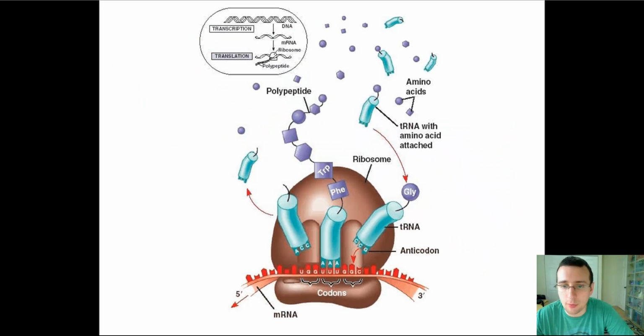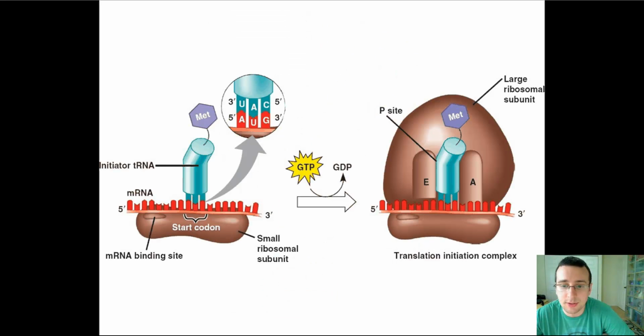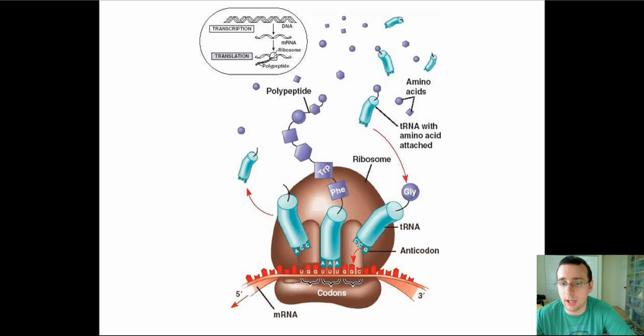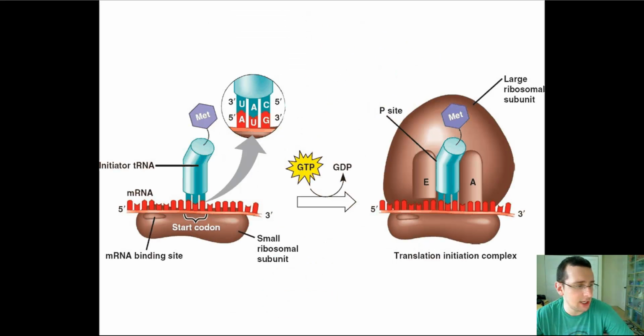It will include several players, including the ribosomal RNA, which is part of the ribosome, which is also made of proteins, the transfer RNA, which is carrying amino acids, and several proteins or enzymes called initiation, elongation, and termination factors. You're also going to have the messenger RNA, which carries the message from the nucleus, and several energy molecules, including ATP and GTP. Let's start with initiation.